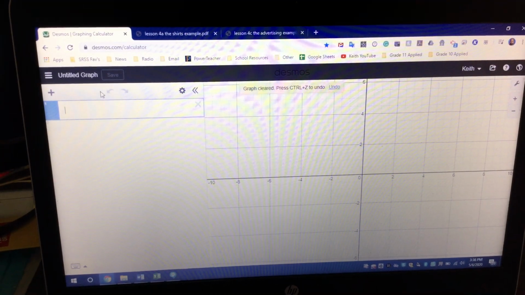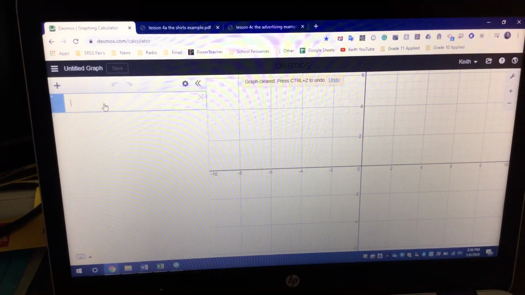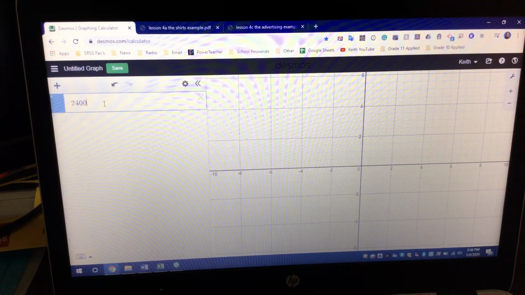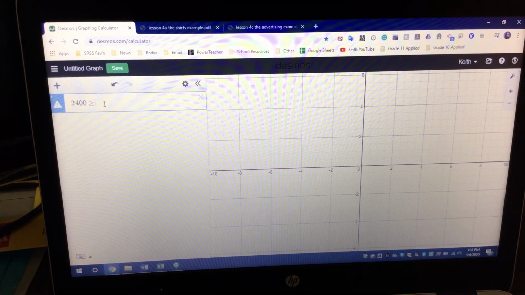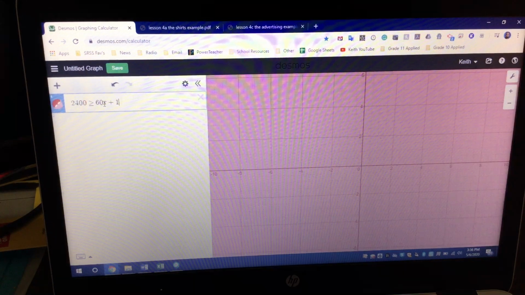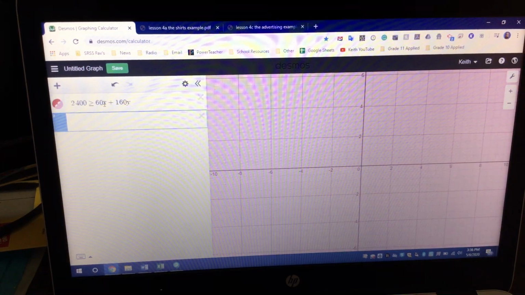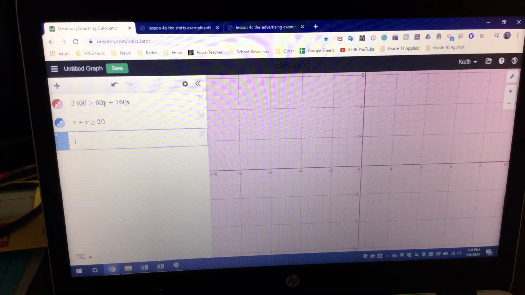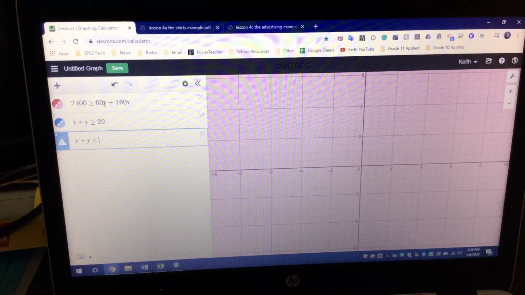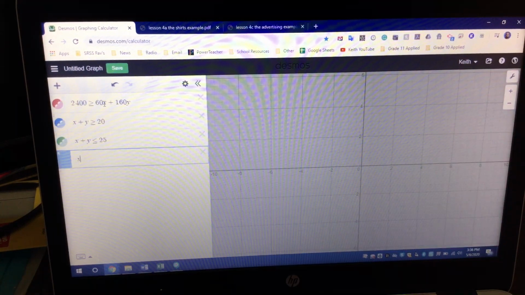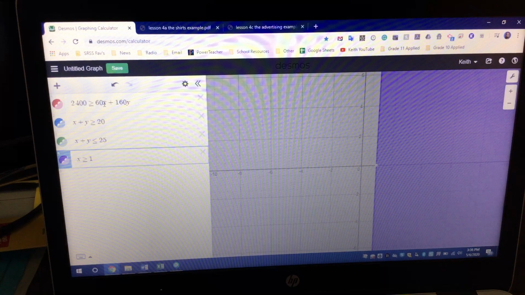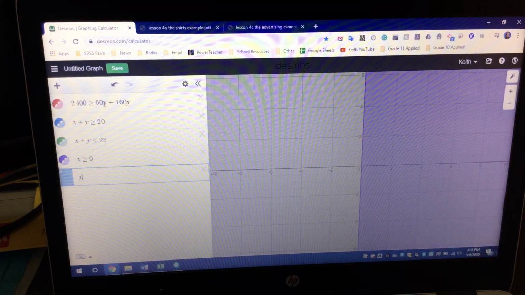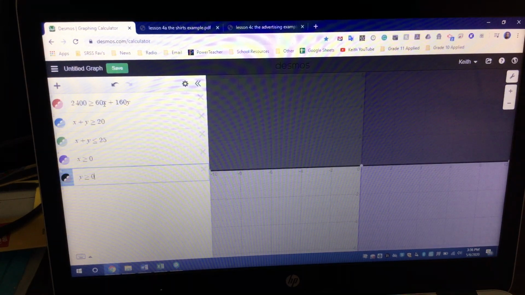And there we go. All right. So here's our graph, and we're going to type in our equations here. 2400 is greater than or equal to 60x plus 160y. We know that x plus y has to be greater than or equal to 20. x plus y has to be less than or equal to 25. And x has to be greater than or equal to 0. And y has to be greater than or equal to 0.